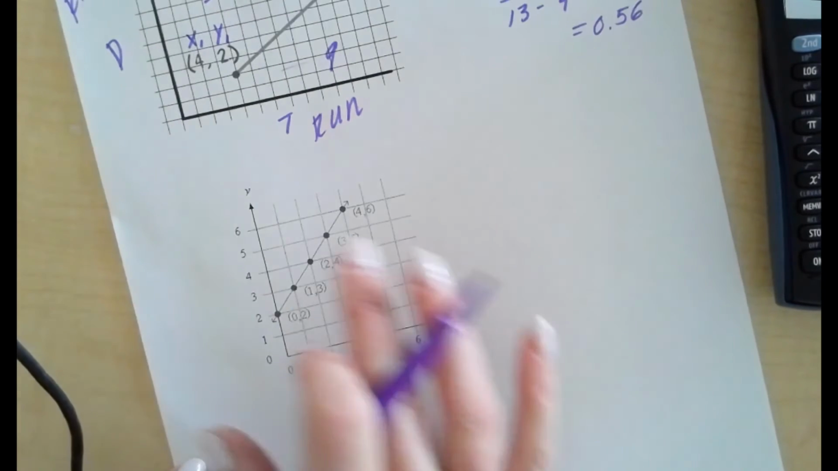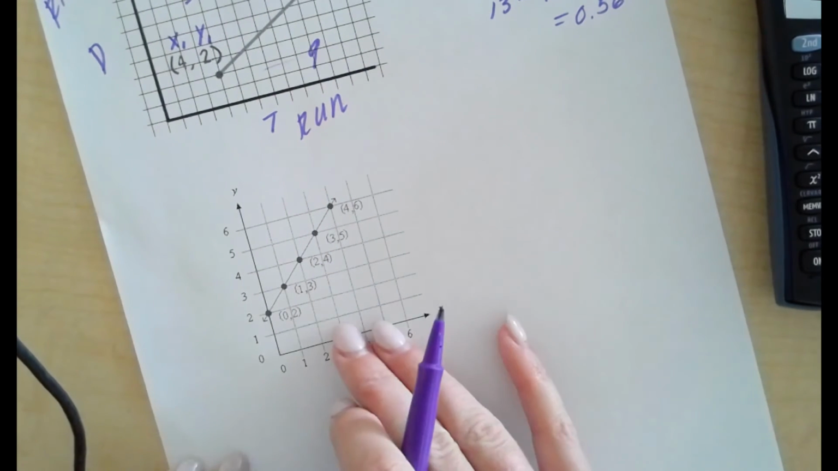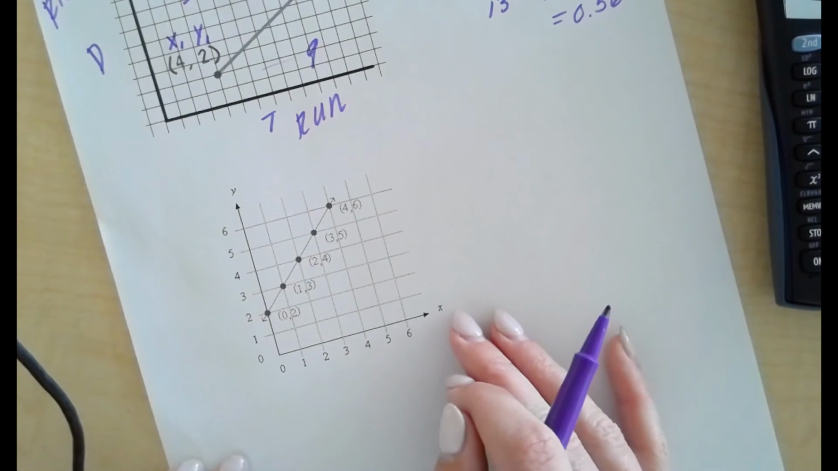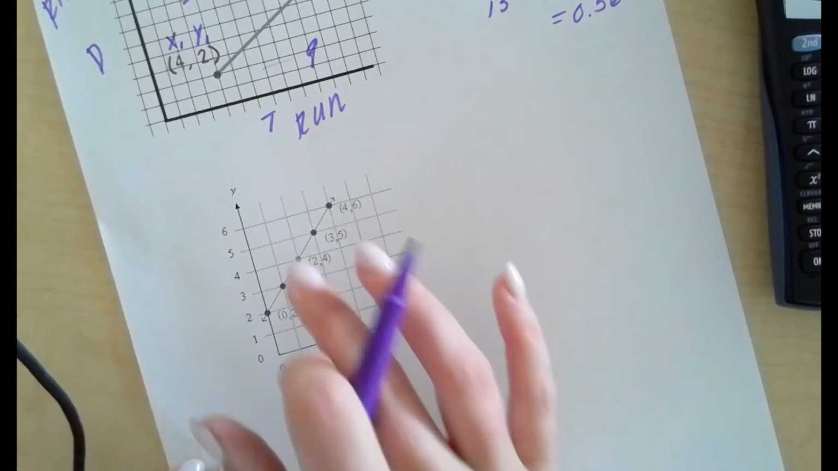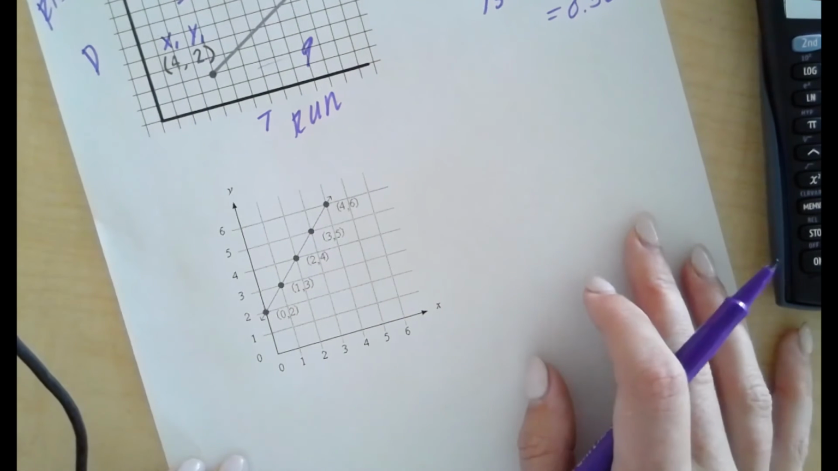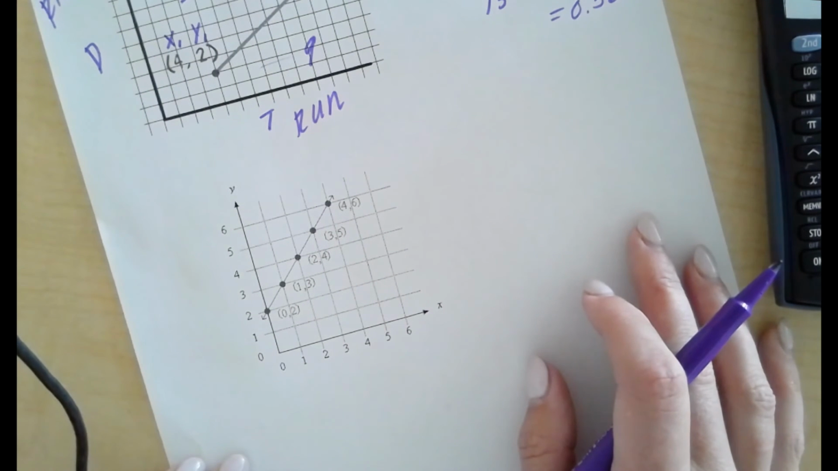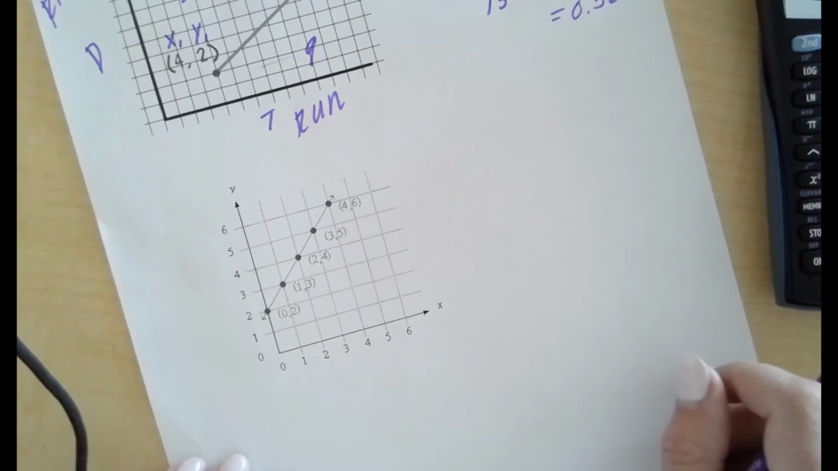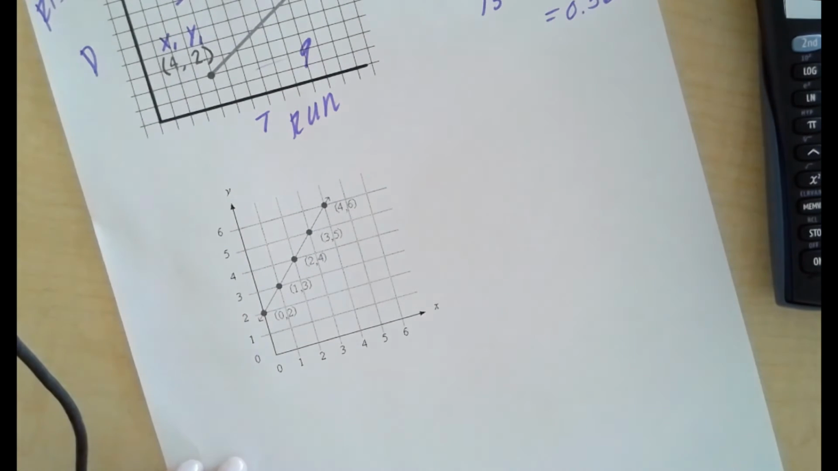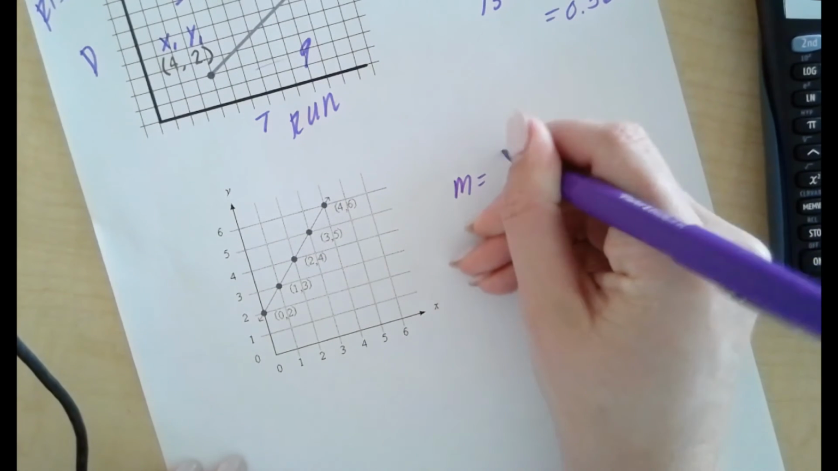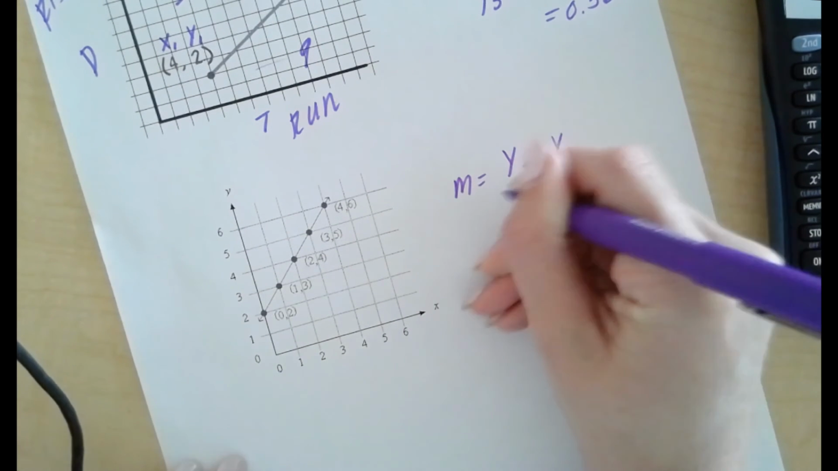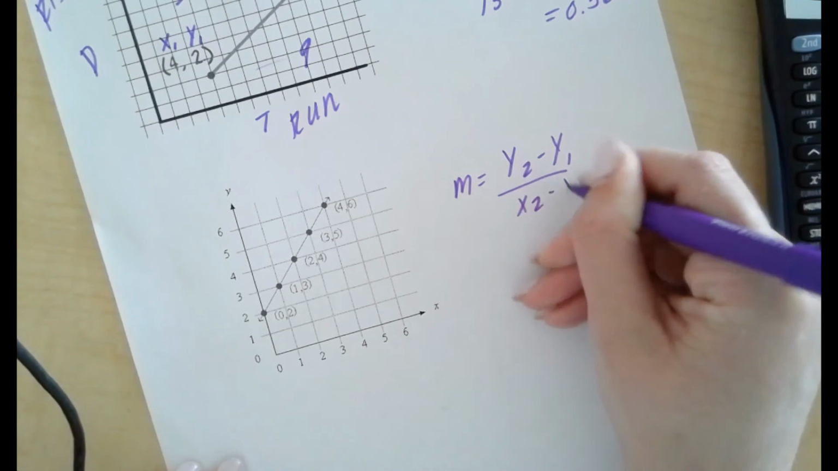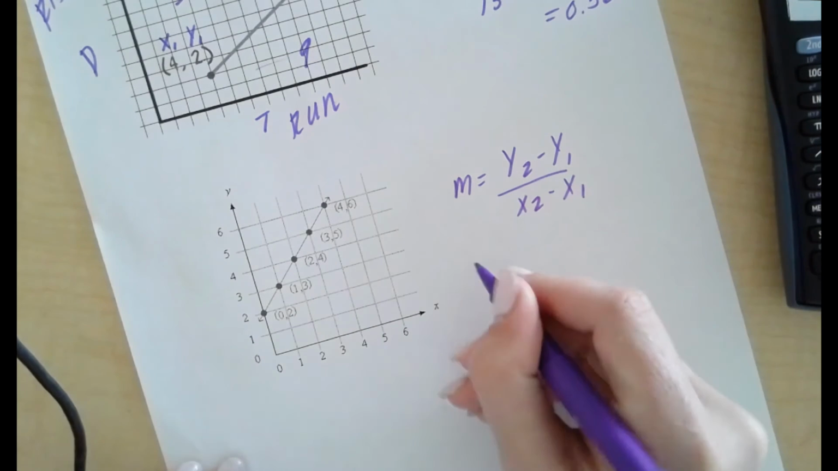So now when you have a graph like this with multiple coordinates, the cool thing about calculating slope is that regardless of which two coordinates you pick, you'll always get the same answer. You can pick any two of these coordinates to determine the slope of your line. So let's start by doing the slope equation, and then we'll also look at the rise over run method.